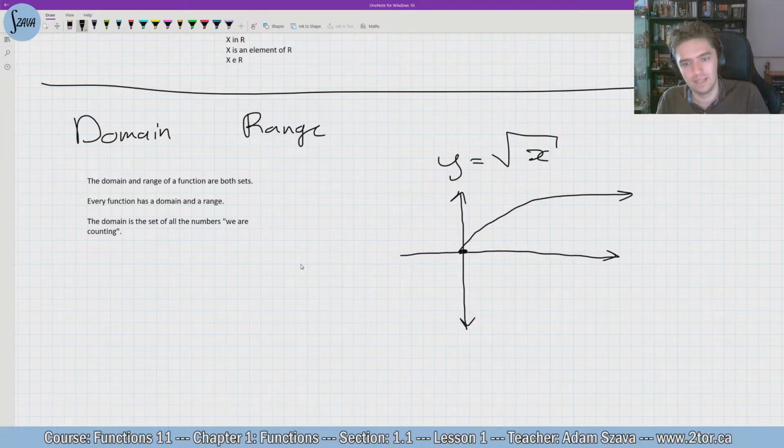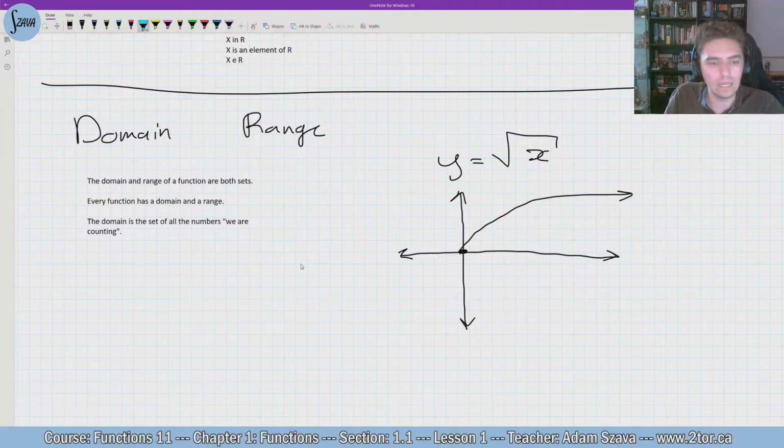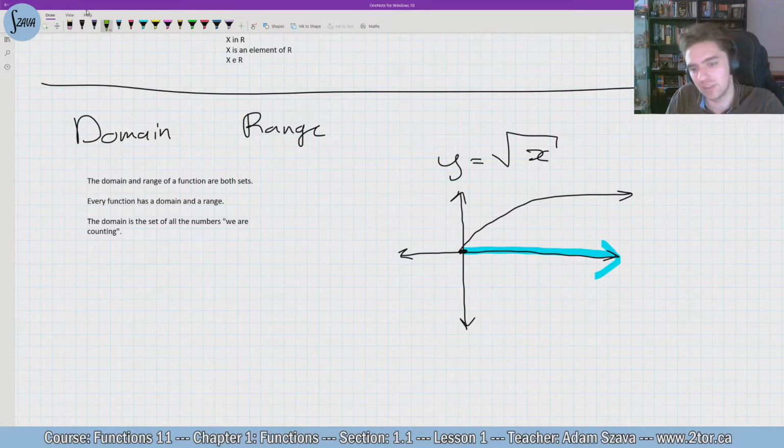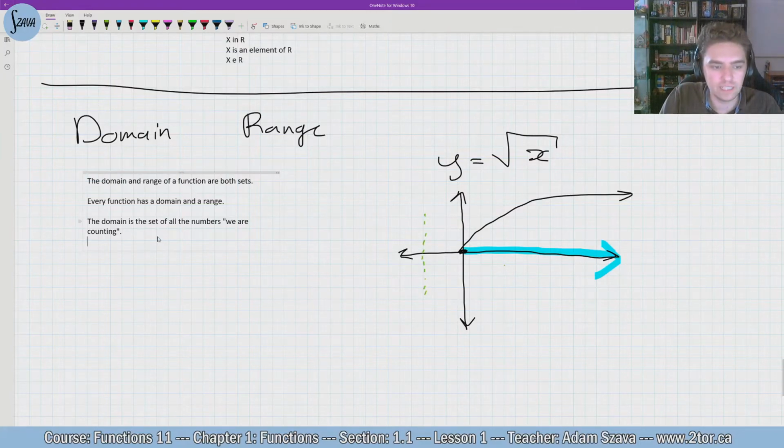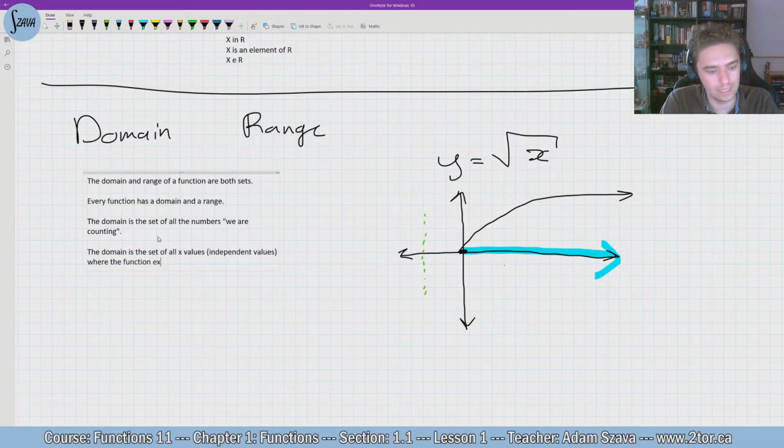Well, more or less. When I say, what numbers are we counting? We're counting all these numbers, right? And the reason is because the function exists at those x values. The function simply doesn't exist here. So more specifically, the domain is the set of all x values, or just independent values, where the function exists, as in there is a corresponding y value for that x value.